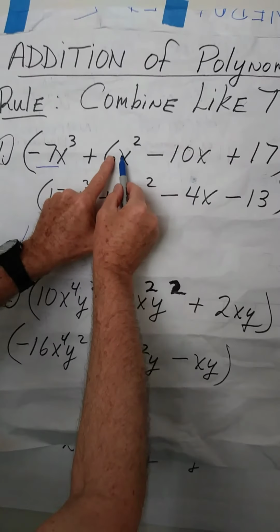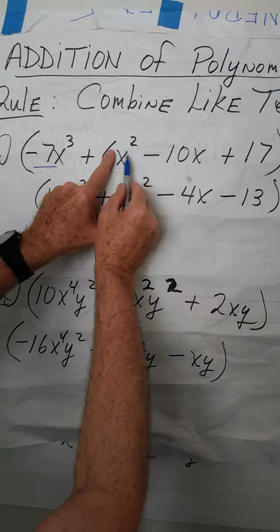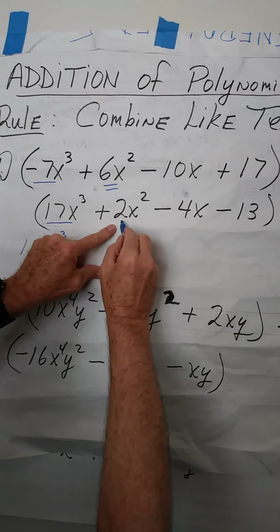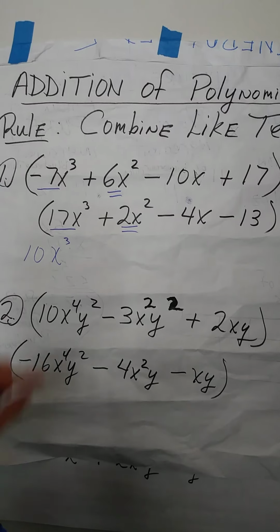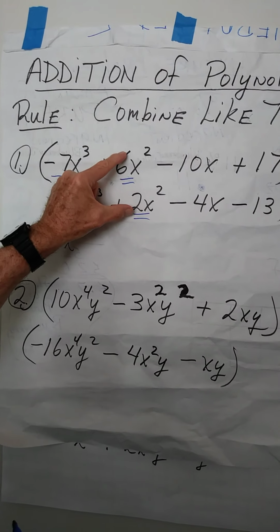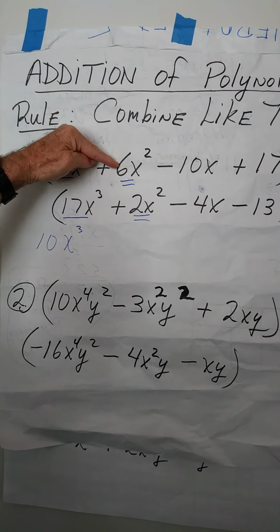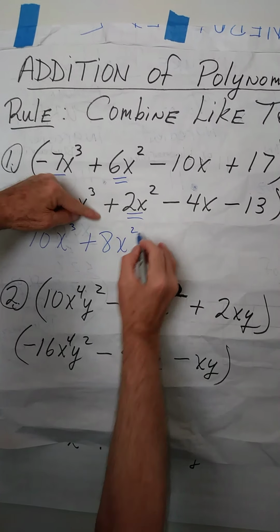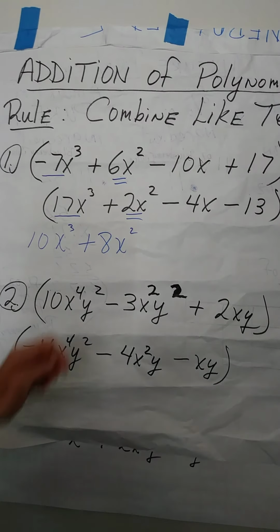Go to the second term of this first polynomial. It's an x squared. I'll consider underlining it twice. In the second polynomial, there's another x squared. I'll underline it twice. We'll add those like terms together. Positive 6, positive 2, positive 8x squared. That's done.